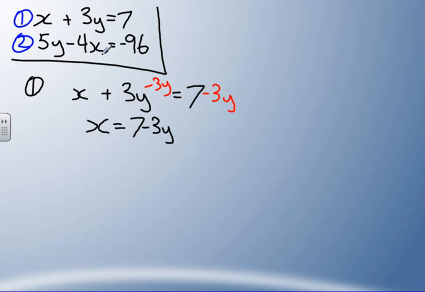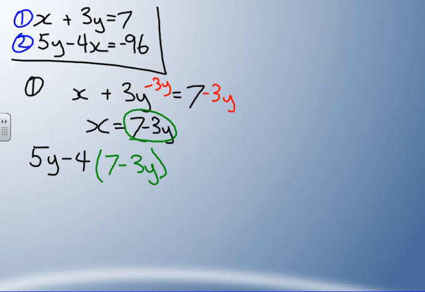So, originally I have 5y minus 4 times, and this is where I put my x back in, and then I'm going to use this piece right here. Instead of x, I'm going to put 7 minus 3y equals negative 96. So I'm right back to my original equation. I've just put that one part in. I'm going to take this, I'm forgetting that it was equation number 2. I'm going to solve that for y now.